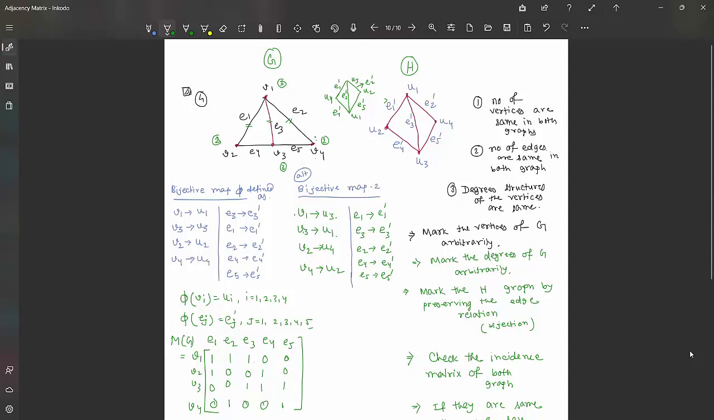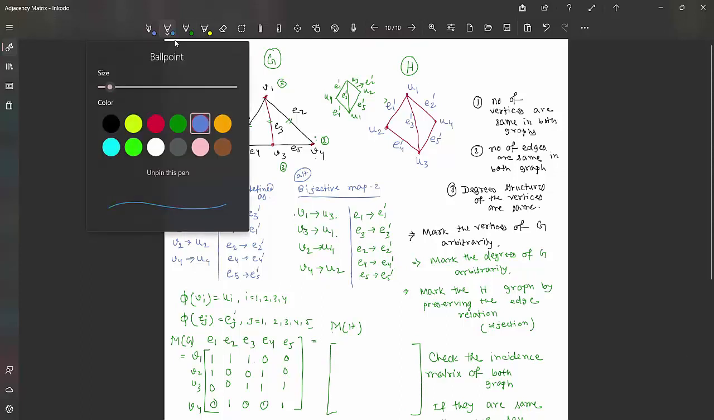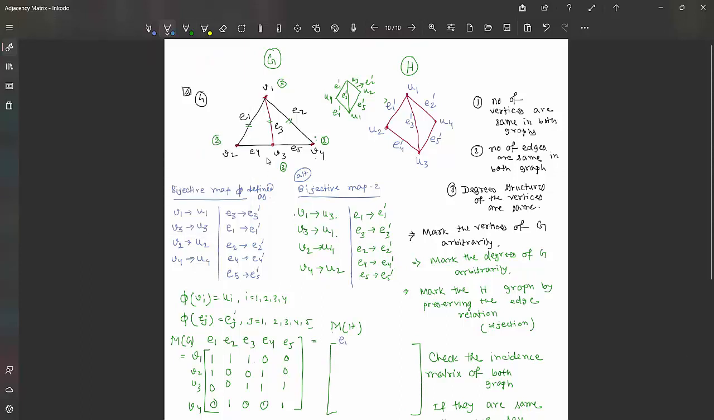And after that, calculate the same incidence matrix for H, so M of H, the incidence matrix. Again, you have to do the same thing. Just write here E1 prime, E2 prime, E3 prime, E4 prime and E5 prime. So these are primes, and here are U1, U2, U3, U4 and U5.